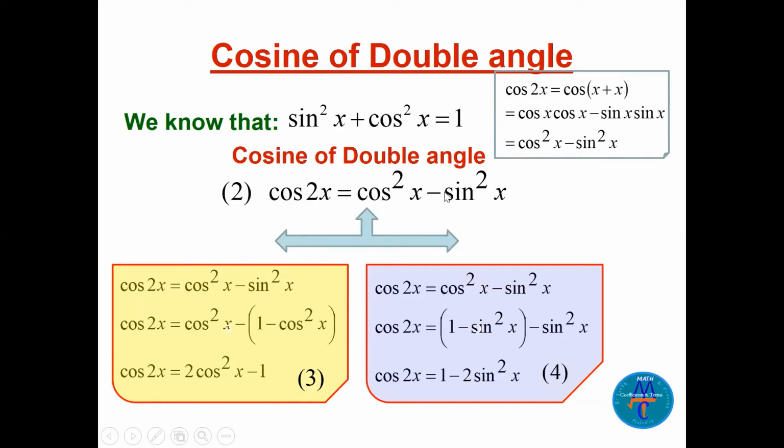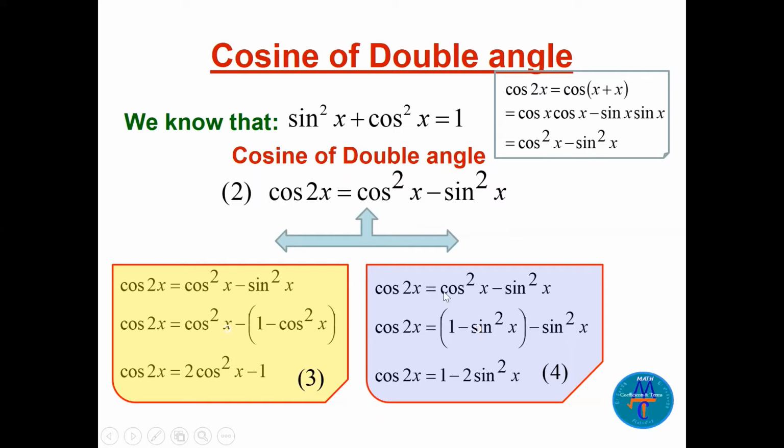You see there. Now we know sine squared of x plus cosine squared of x is equal to 1. So I can solve for sine squared one time, and I can solve also for cosine squared another time. So I will start here from 2. See, this is cosine squared of x minus sine squared of x. I will get sine squared here from this formula. It will be 1 minus cosine squared. When you simplify this, you get 2 cosine squared of x minus 1, which is formula number 3.